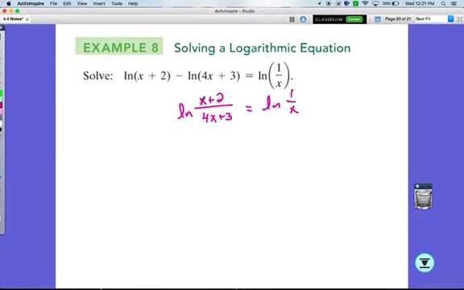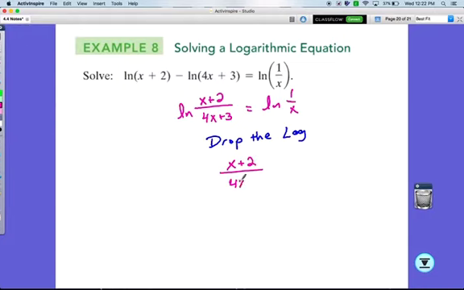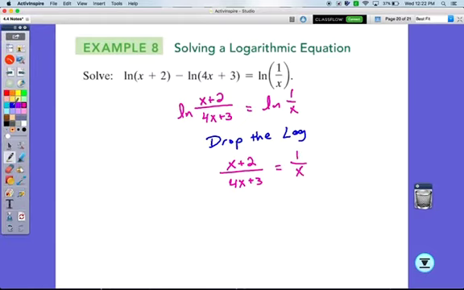Now that I've got log is equal to log, I can drop the log, just kind of like I did with the exponentials. If I had exponentials that were the same, I can drop the base. If I have logs that are the same, I can drop the log. And so this ends up giving me (x plus 2) divided by (4x plus 3) is equal to 1 over x. And I've got to solve from here.